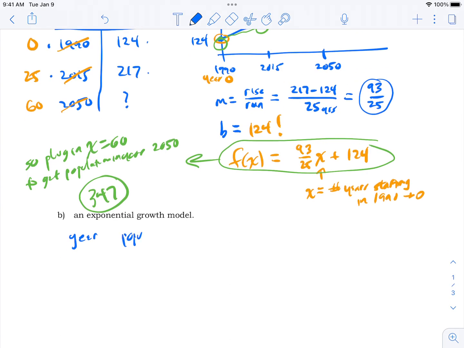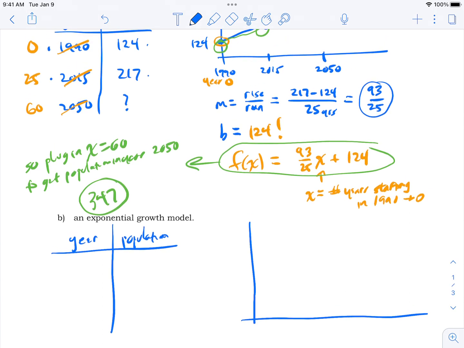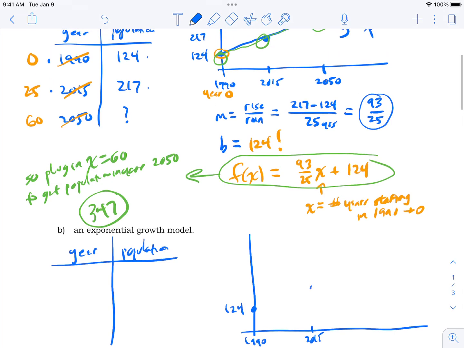I guess I will need to make a table of year versus population, but first, what's the graph going to look like? It's going to look different. We will start at 124, and we will get to 2050. This is 1990. When we get to 2015, we will be at 217. This part's the same, right? Those are our 2 starting points. We have to go through those 2 points.